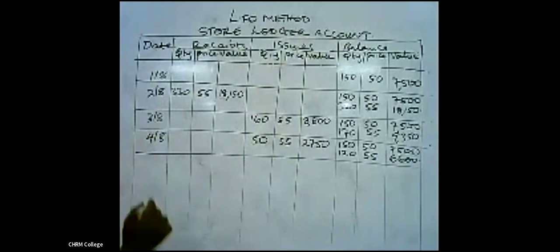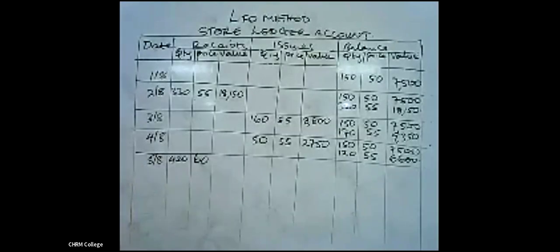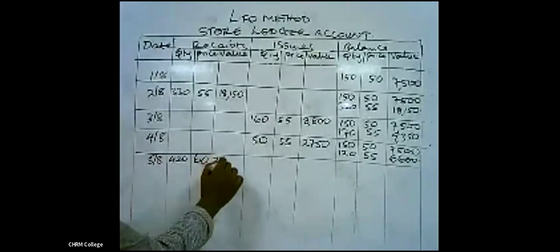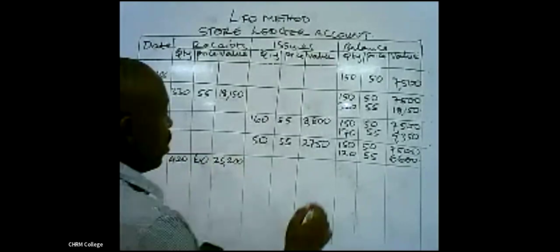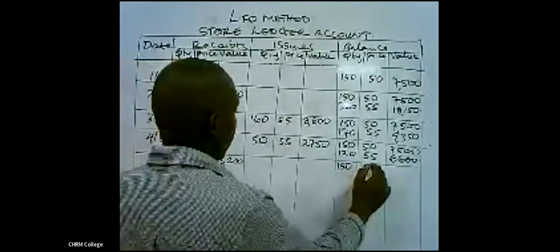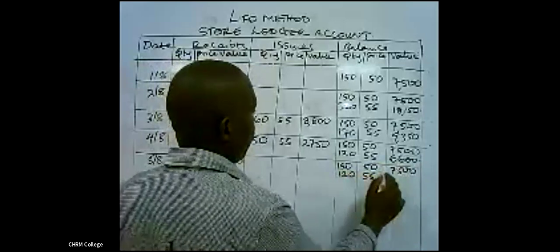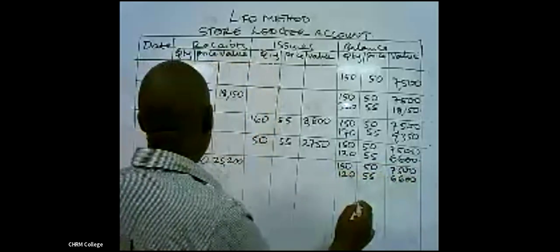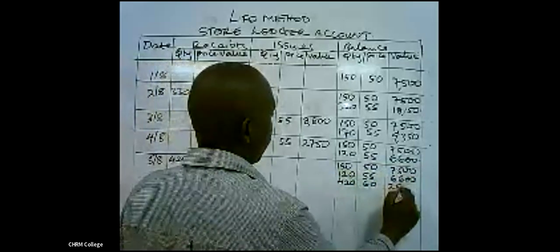After that, the next date is 5th of August, where we received 420 at 60. That gives 25,200. When you take them to the balance, every consignment is captured separately. We have got 150 units that were acquired at 50, 7,500. 120 units acquired at 55, 6,600. And now we have a new consignment of 420 units acquired at 60 with a value of 25,200.